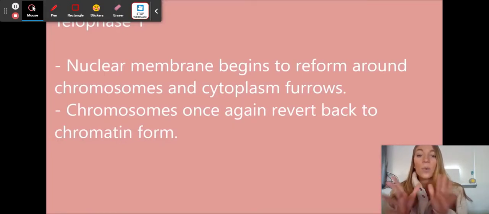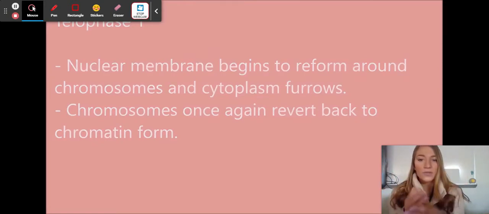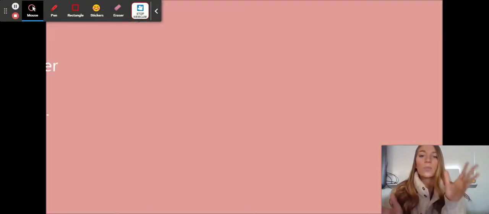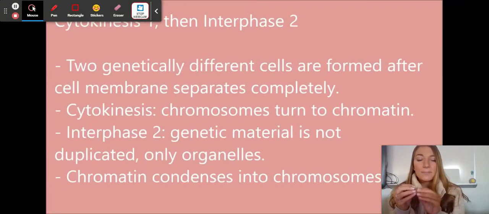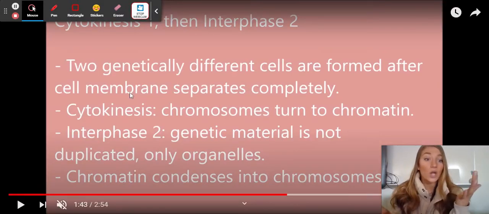In telophase 1, once again, telophase, 2 new nuclei are going to form around those chromosomes. And you can see that new nuclear membrane reforming here. We'll perform cytokinesis and split our 2 cells. All right. And we're going to restart basically.